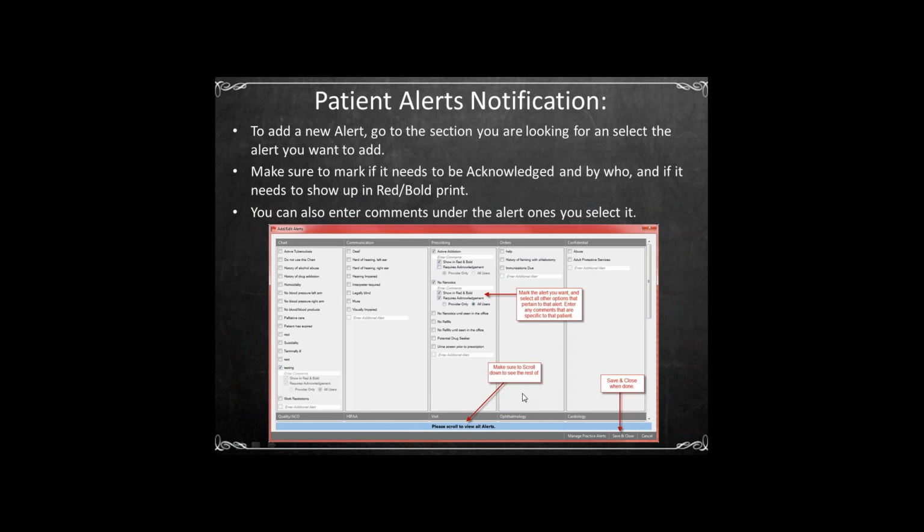To add a new alert, find the section you are looking for. You will have to scroll down to get to the next section. Select the one you want. Mark if it needs to be shown in red bold font. Mark if it needs to require an acknowledgement. Select if it's provider or all users, and then you can enter your comments. When you're done, hit save and close.